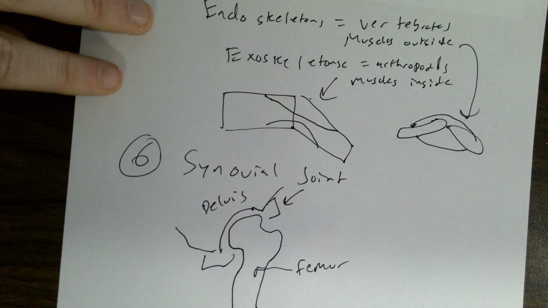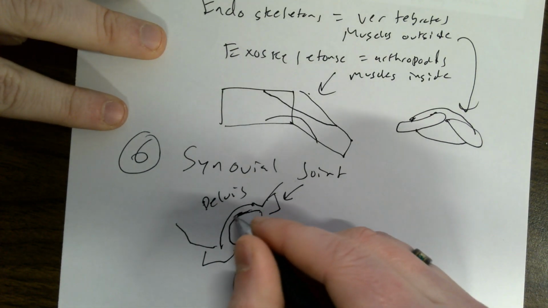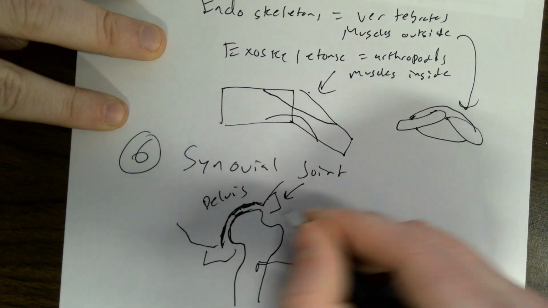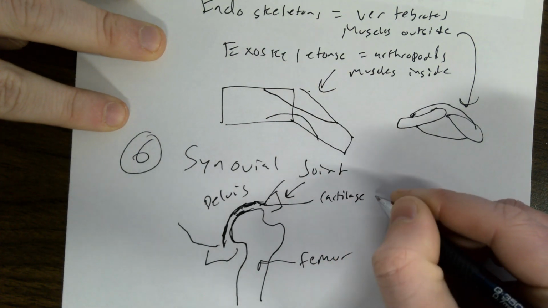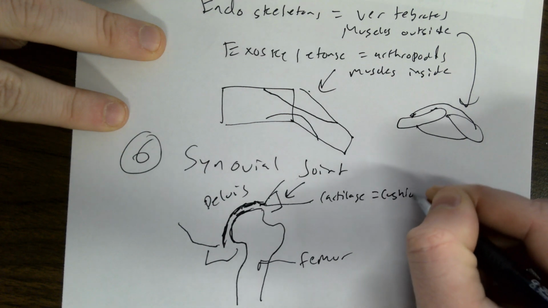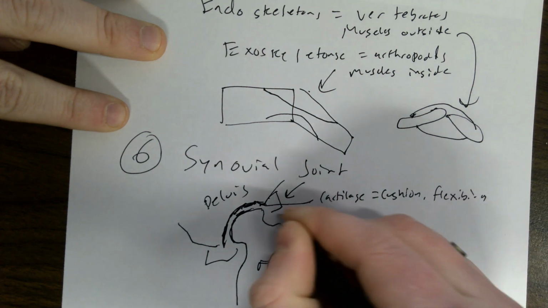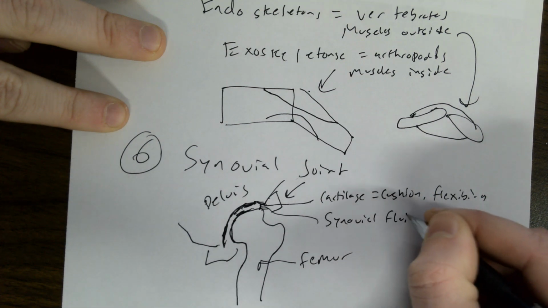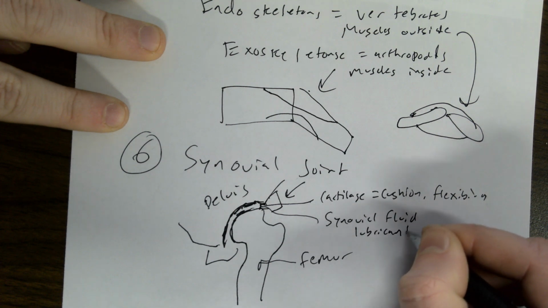Okay. And so then you have inside there, along the edges of the bones, you have cartilage. So lining the edge of the bones, you have cartilage. And this is for cushioning and for flexibility. Inside here, you have synovial fluid. So synovial fluid is your lubricant and also for cushioning.